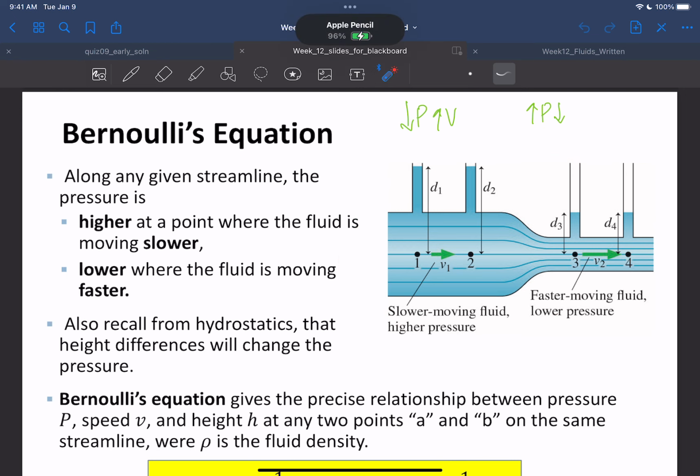Basically, if this speed over here increases, assuming these two terms are the same, then the pressure at B has to be lower than the pressure at A. Now, the thing is, yeah, go ahead. Does someone have a question?